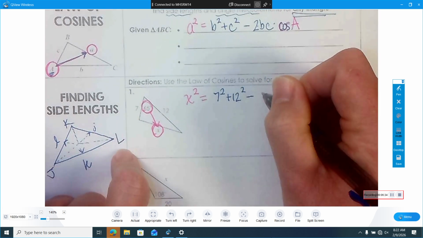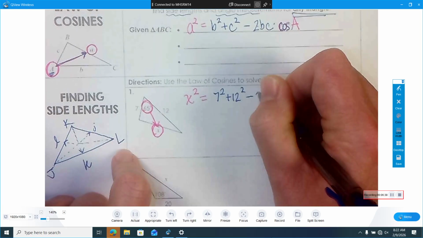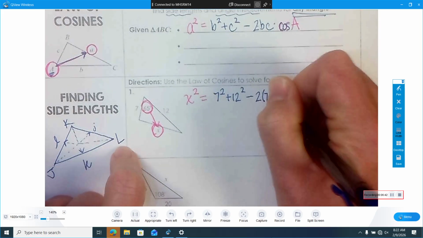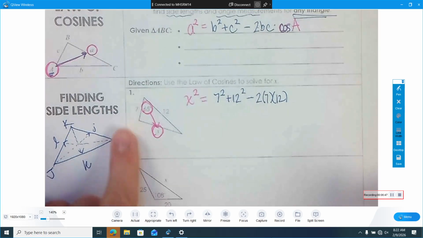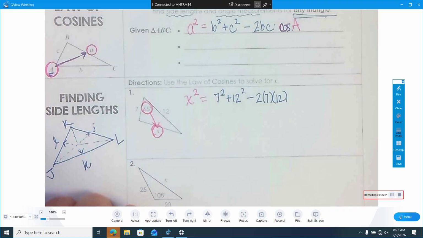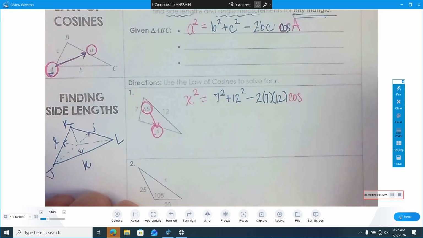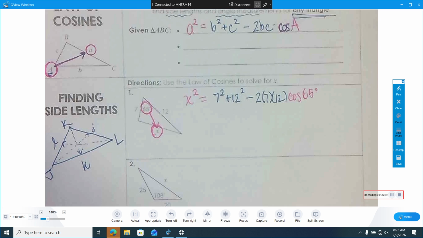Twice the product of the sides. Twice is 2 times 7 times 12, twice the product of 7 times 12, times the cosine of the included angle. What's our included angle? 65 degrees. All you have to do is write that down.